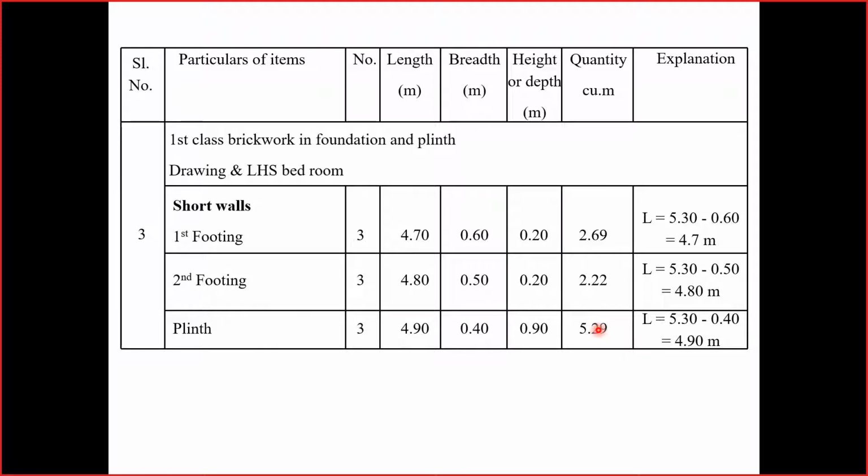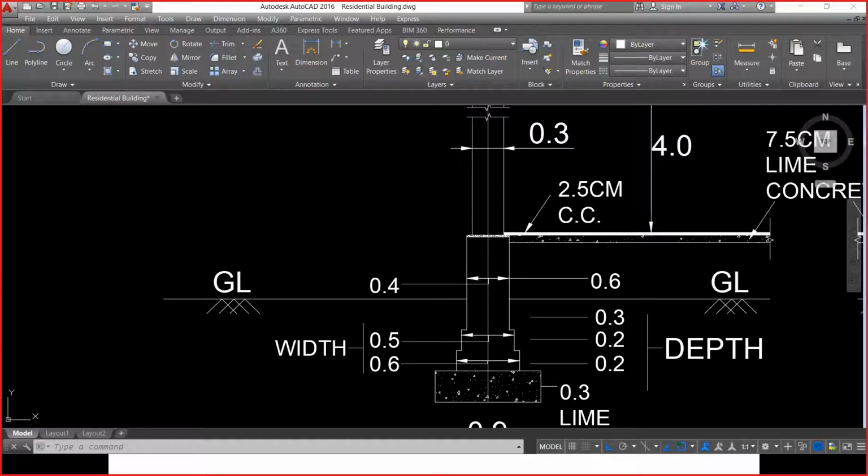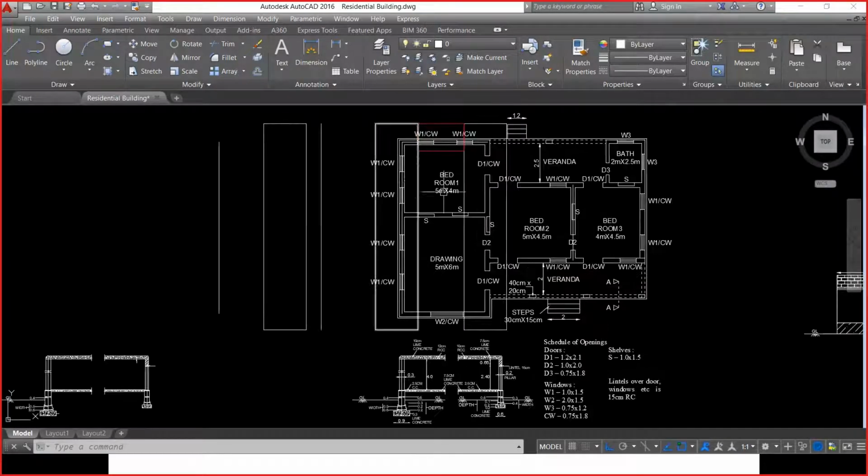This is the end for the drawing and left hand side bedroom only. Whatever we have done is for the drawing and left hand side bedroom only. We have to do the same thing for the remaining areas also.